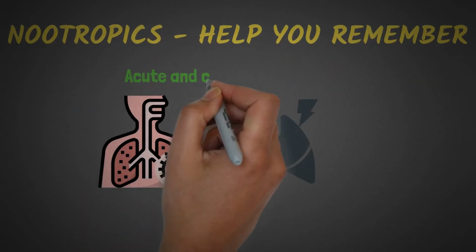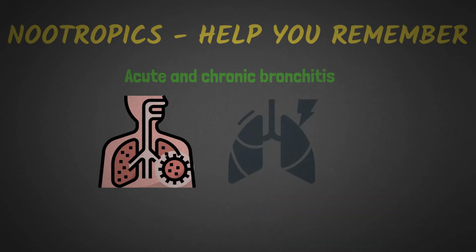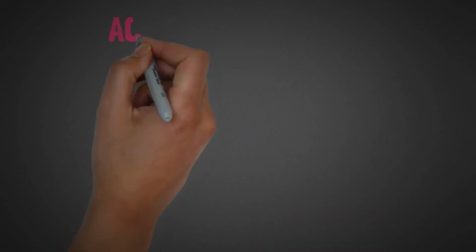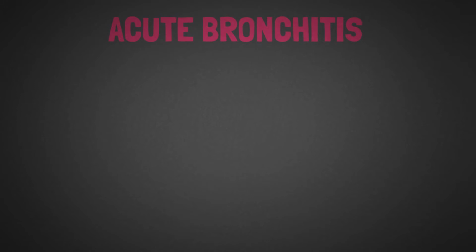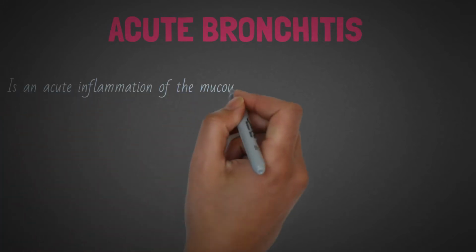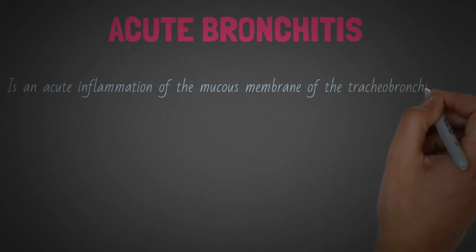In this video, I'm going to explain acute and chronic bronchitis. I'll start firstly from acute bronchitis. Acute bronchitis is defined as an inflammation of the mucous membrane of the tracheobronchial tree.